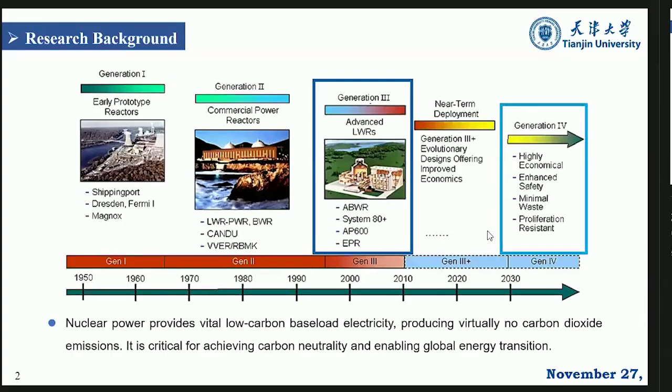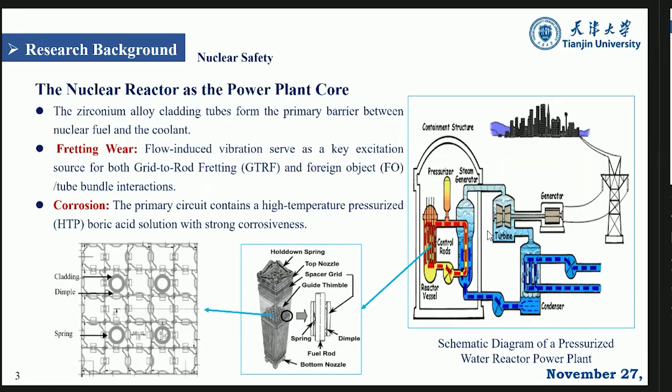My background also focuses on the nuclear industry. Now we have reached the third generation and fourth generation of the nuclear industry, and it is very useful and important because it provides virtually low carbon base load electricity, producing virtually no carbon dioxide emission. It is critical for achieving carbon neutrality and enabling the global energy transition. So we focus on equipment safety in the nuclear industry.